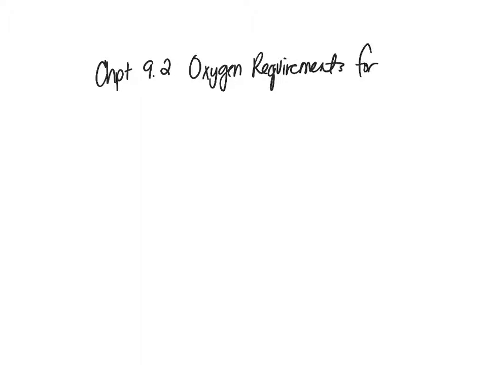And so here we are in chapter 9.2, and we're talking about oxygen requirements for microbial growth. We've already spoken quite a bit about this, but we're going to put some specific terms out there now. We've spoken about this because we talked about aerobic respiration and anaerobic respiration.